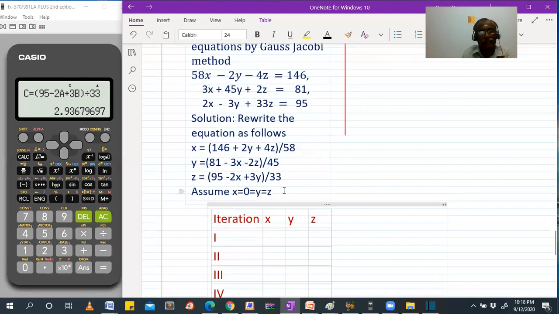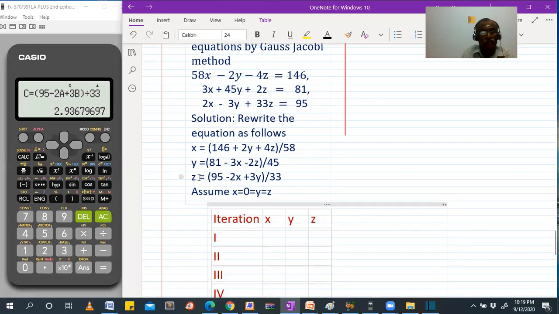Now, assume the trial solution as the trivial solution. In the iterative method, we always assume a trial solution as the initial solution. We substitute y equal 0, z equal 0 on the right hand side of the first equation. In the second equation, put x equal to 0, z equal to 0 on the right hand side. In the third equation, you put x equal to 0, y equal to 0 on the right hand side of z and compute the new x, y, z.